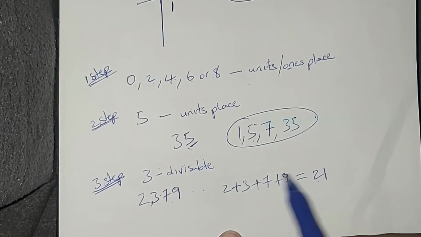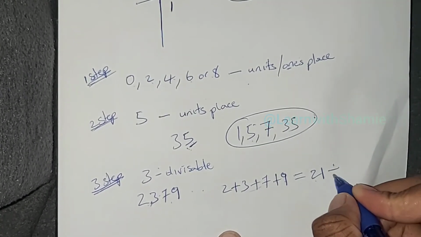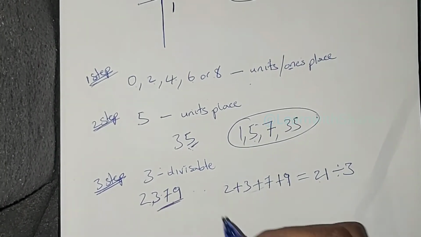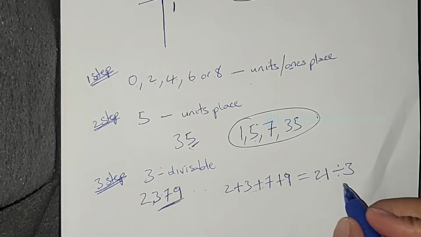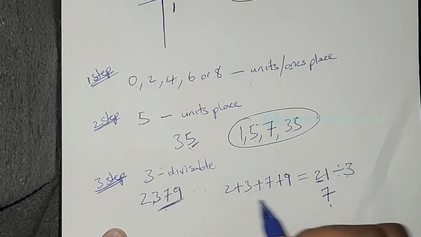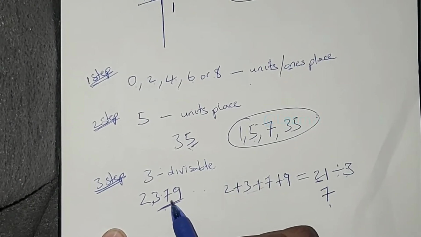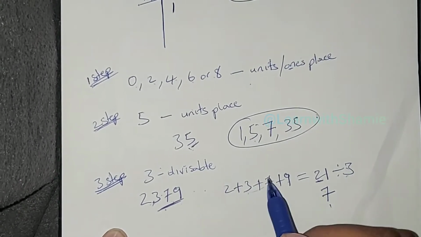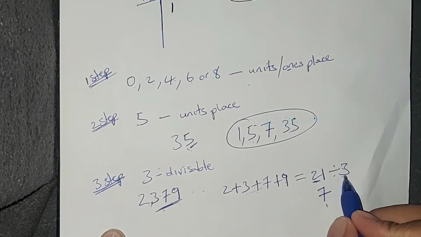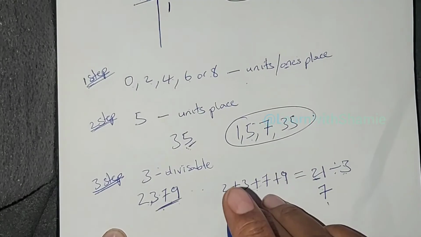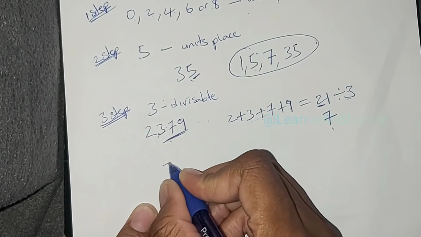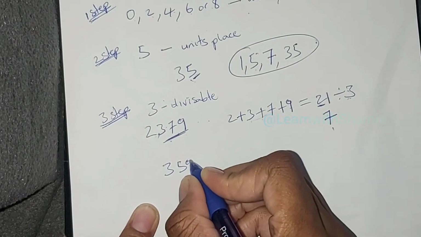So if the sum is divisible by 3, then this figure is not a prime number. So 3 into 21 goes 7 times. Therefore, 2379 is not a prime number because the sum of the numbers in the figure is divisible by 3. Let me show you another example. Example, we have the figure 359.